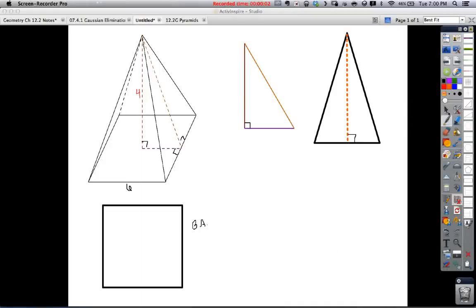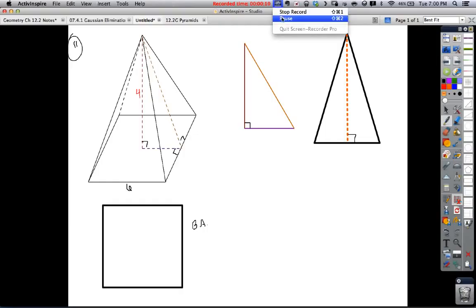So this is number 11, I believe it is. Yeah, number 11 from tonight's homework. So in this problem, we're supposed to find a few different things, and we'll talk more about that in a minute, but these are all the shapes that we're generally going to need to do that.